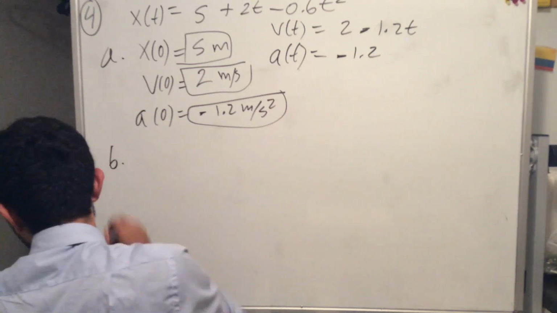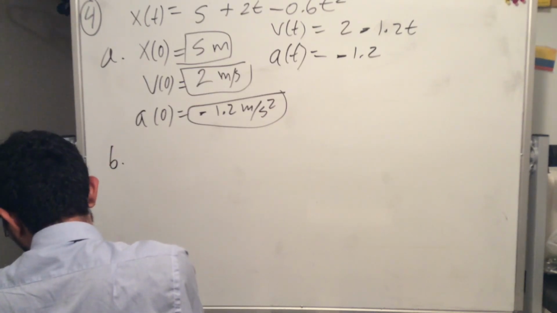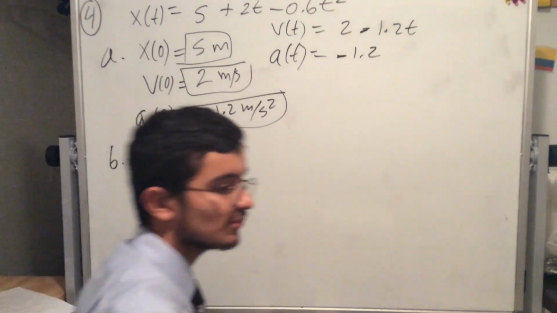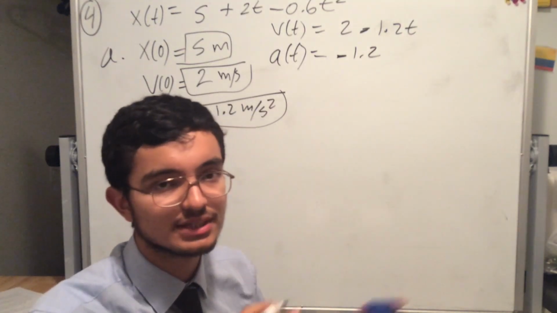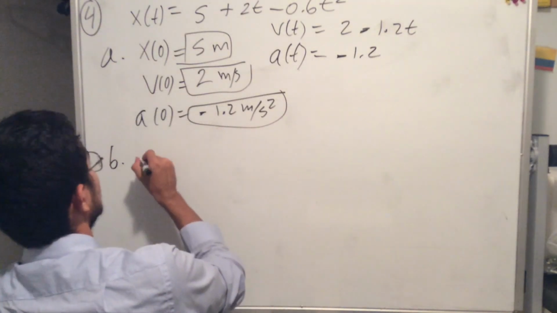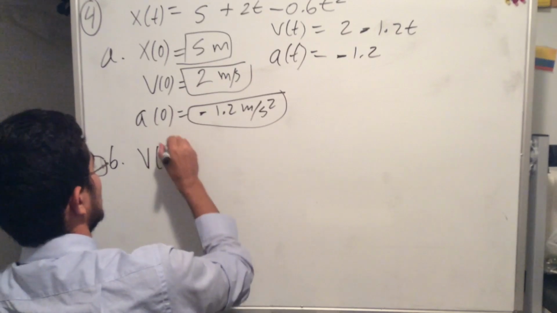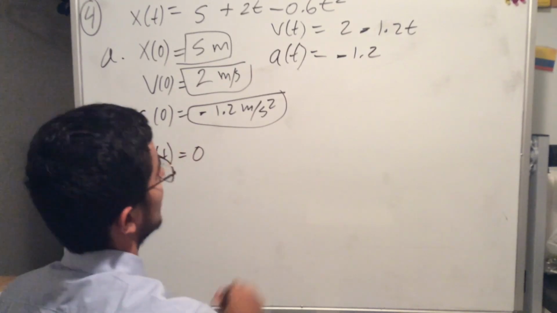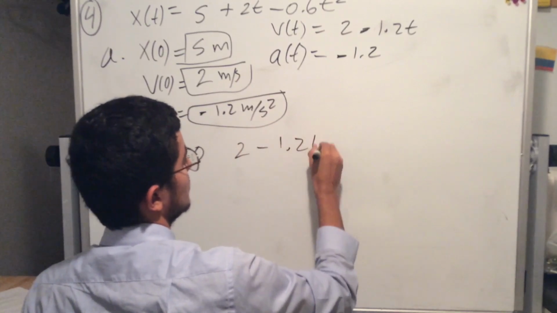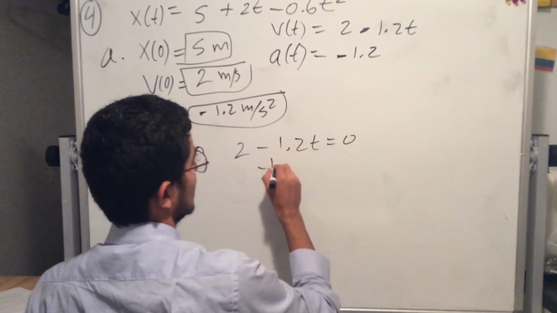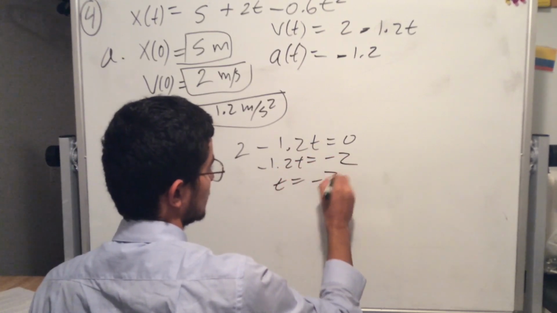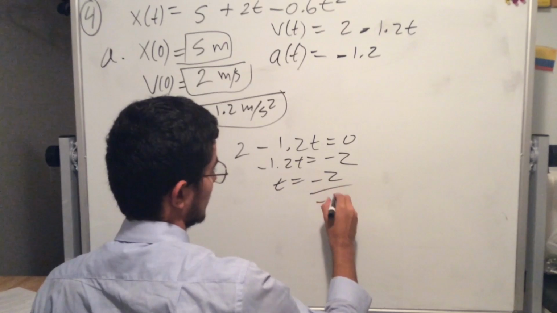So for part B, what time will the object come to rest? Whenever it says rest, it means when the velocity is equal to 0. So we have to set the velocity function equal to 0. So 2 minus 1.2 t is equal to 0. We got negative 1.2 t is equal to negative 2. T is equal to negative 2 over negative 1.2.